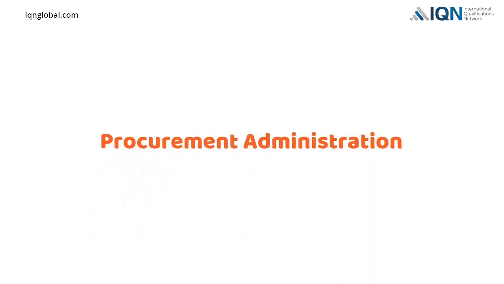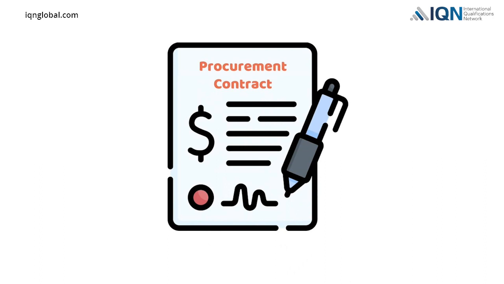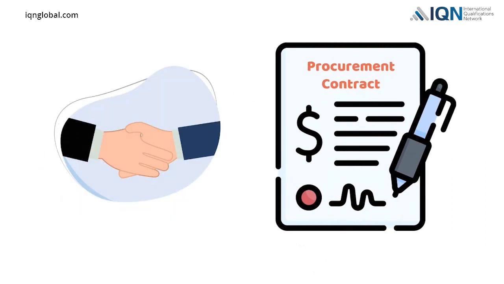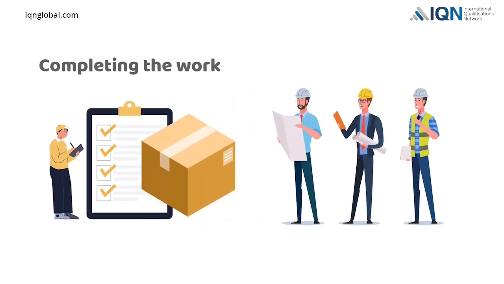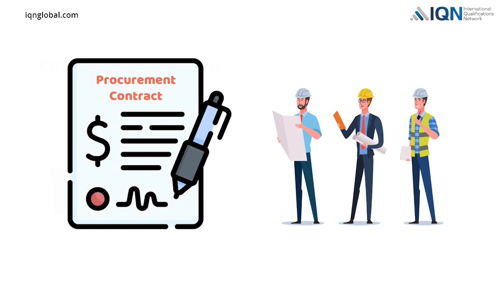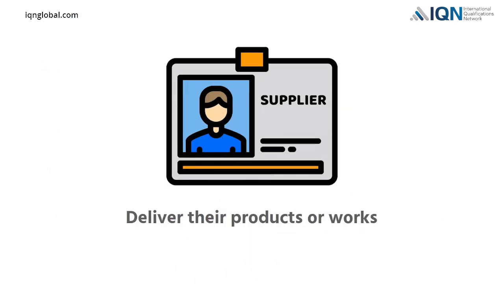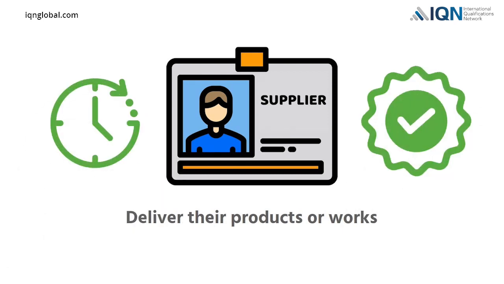Procurement administration. Procurement administration is the third step in the project procurement process. Administering the procurement contract becomes a priority after signing the agreement with the supplier. Here, the supplier will focus on completing the work, and the project team will monitor the procurement contract's progress. The supplier is required to deliver their products or works according to the agreed timeline and quality specifications.